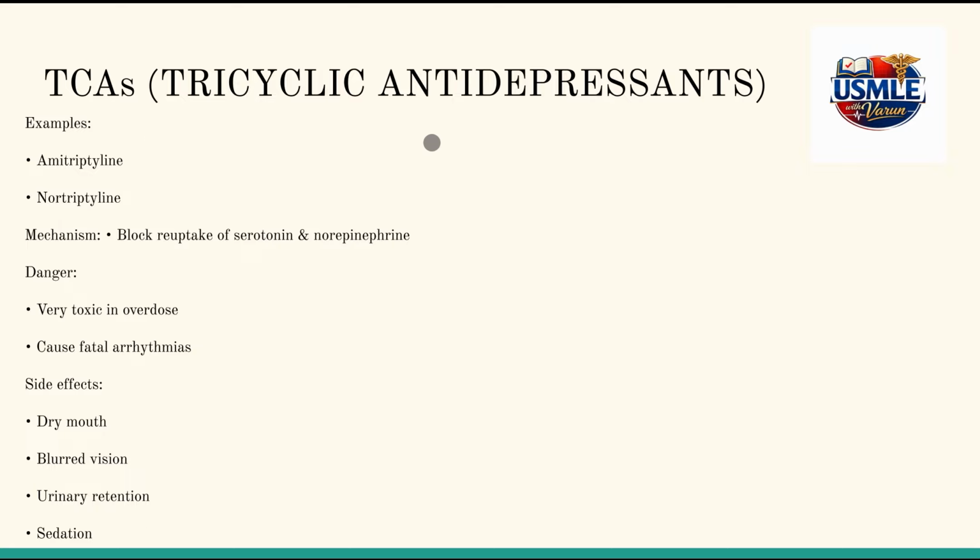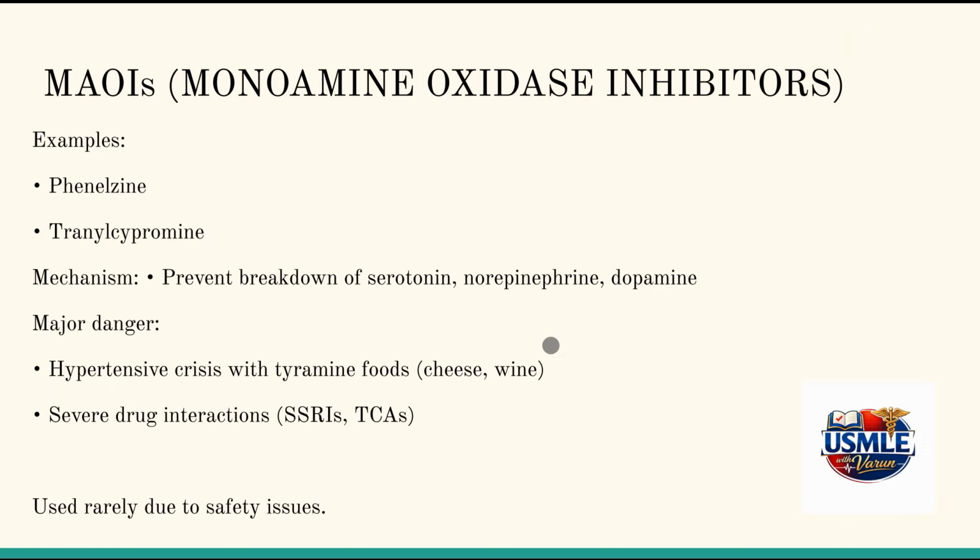TCAs block serotonin and norepinephrine reuptake and can cause anticholinergic effects like dry mouth, blurred vision, urinary retention, and sedation. The most important side effect of TCAs is that they can cause fatal arrhythmias. The main toxic effect is cardiotoxicity, which should be taken care of. So it is very toxic in overdose. So amitriptyline, nortriptyline, whenever they're prescribed, you need to look out if there is any occurrence of arrhythmias. We need to carefully monitor for arrhythmias.